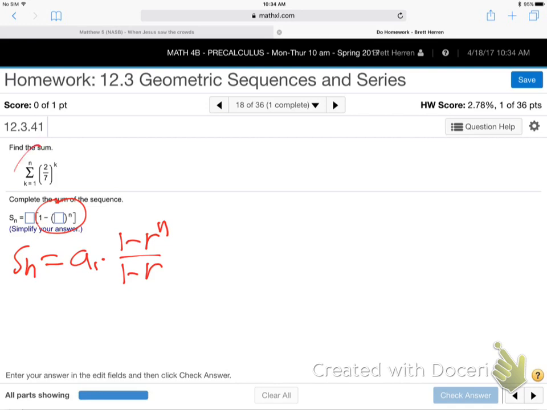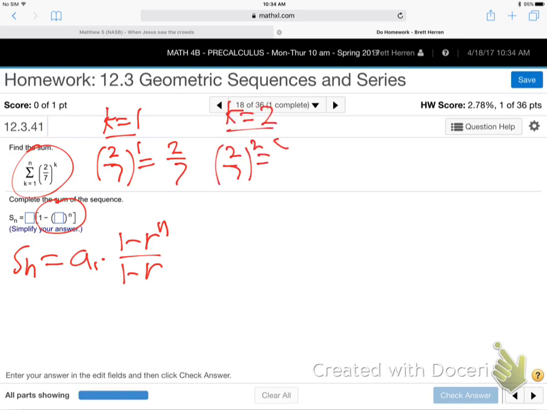When they give me this symbolism, I'm just going to do k as 1. Let me just find the first term. It means you're going to take that formula, 2/7 to the k, and plug in a 1. So that's just 2/7, right? How about k is 2? That would be 2/7 squared, which is 4/49. We good so far? And on it goes, right?